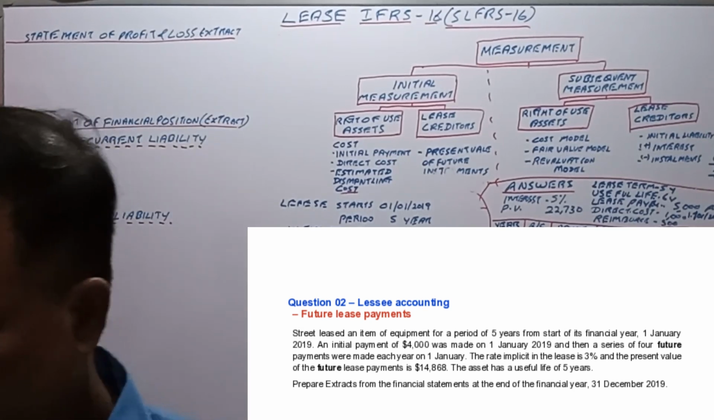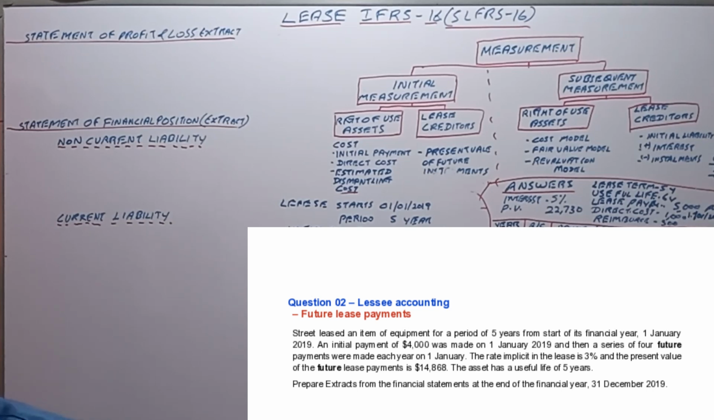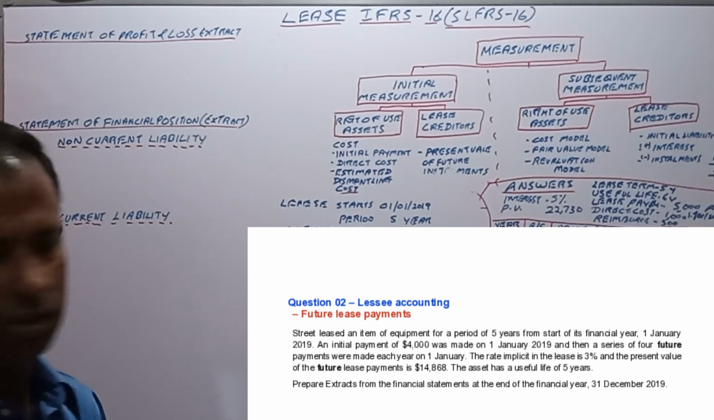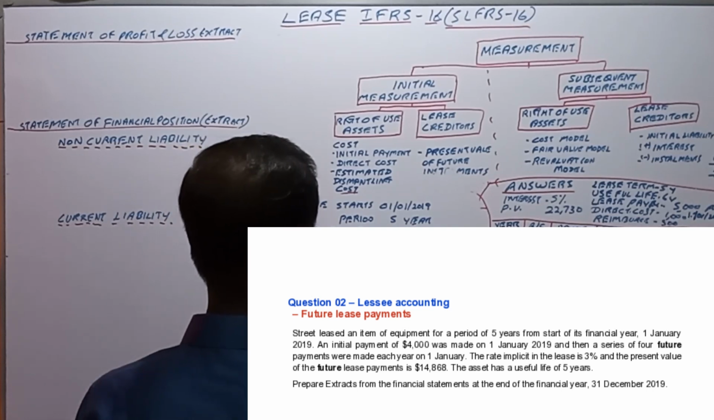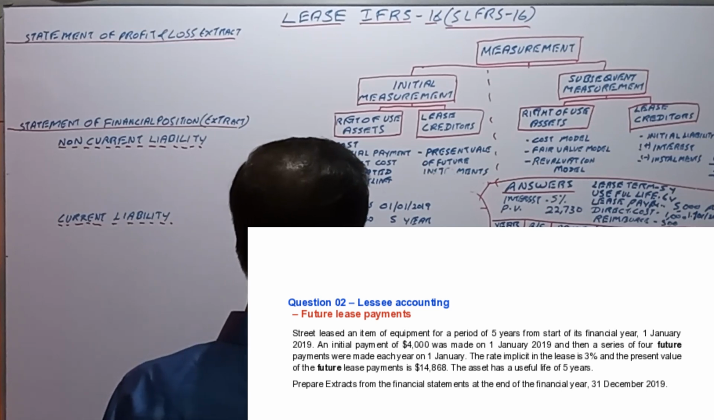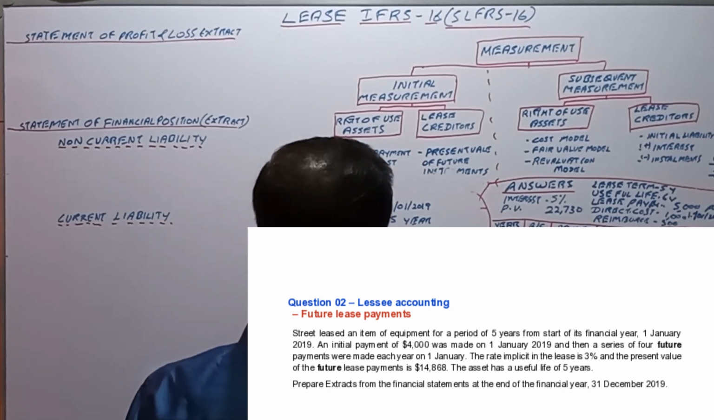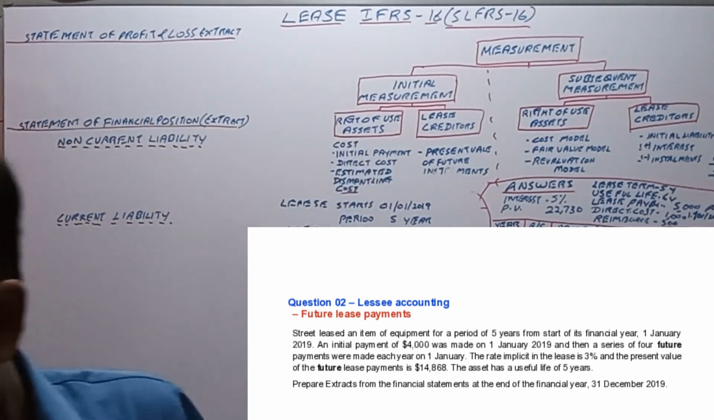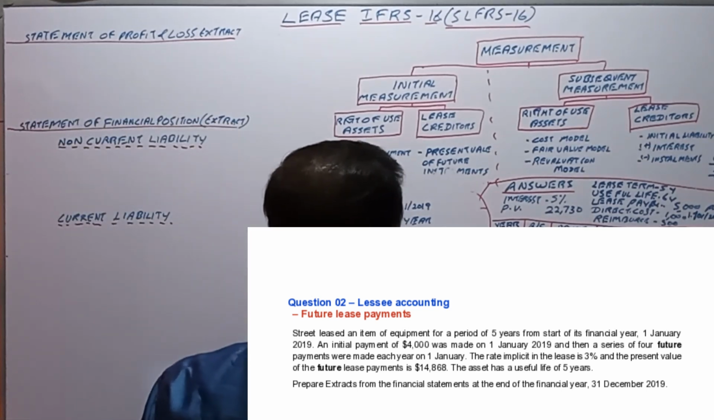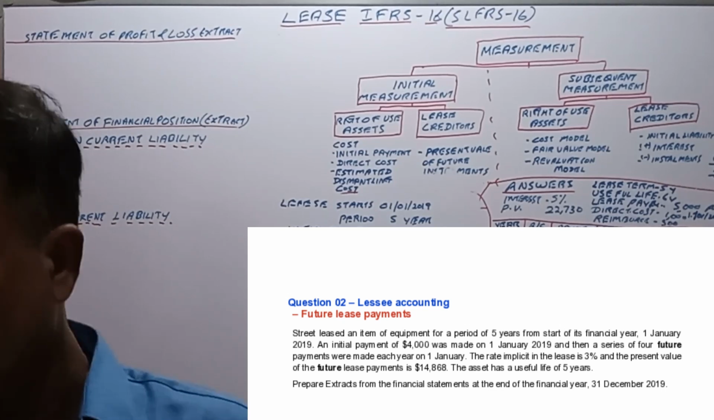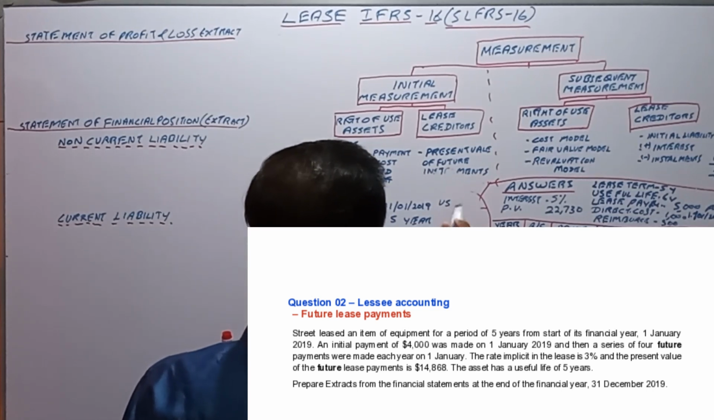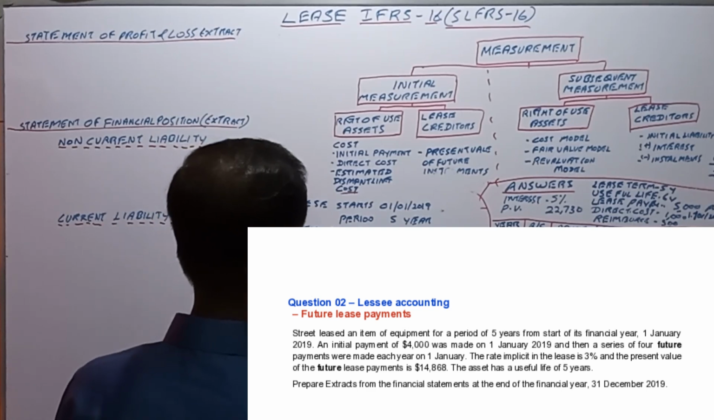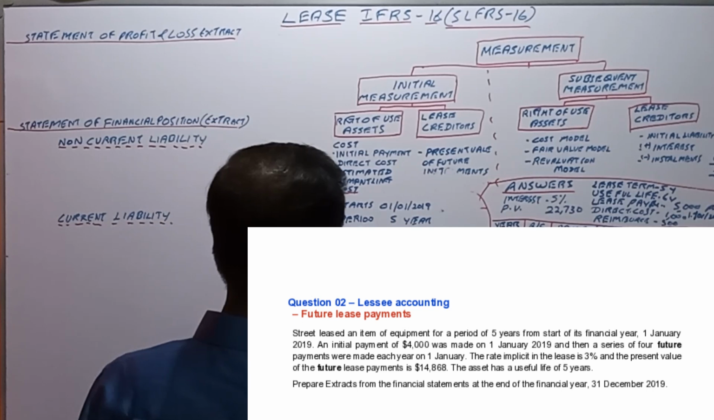Future payments were made on each 1st January. The rate implicit in the lease is 3%, and the present value of the future lease payments is 14,868. Useful life is 5 years.